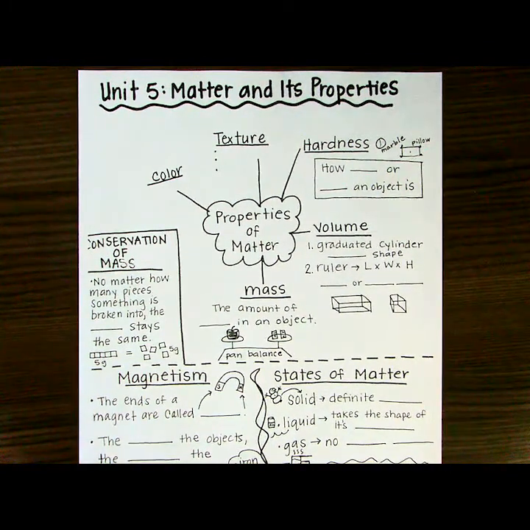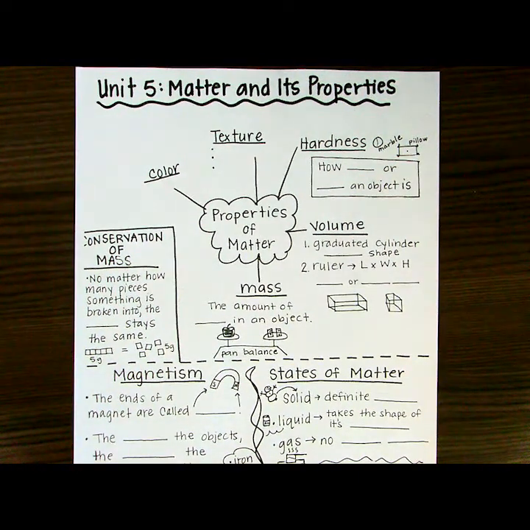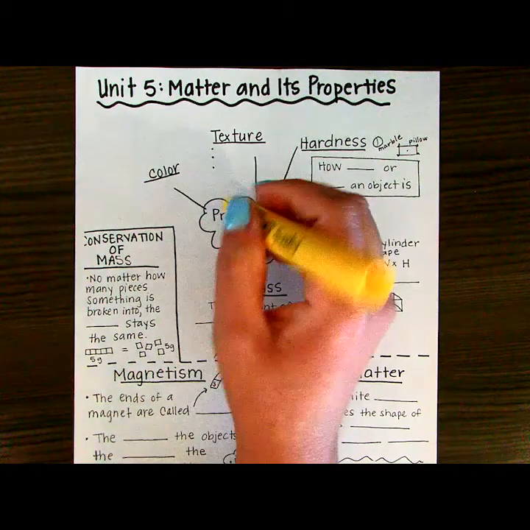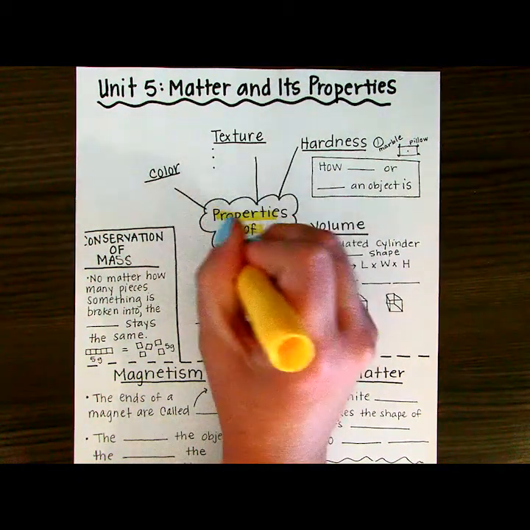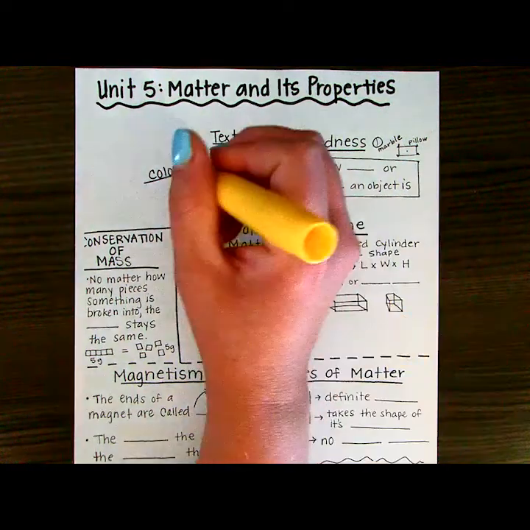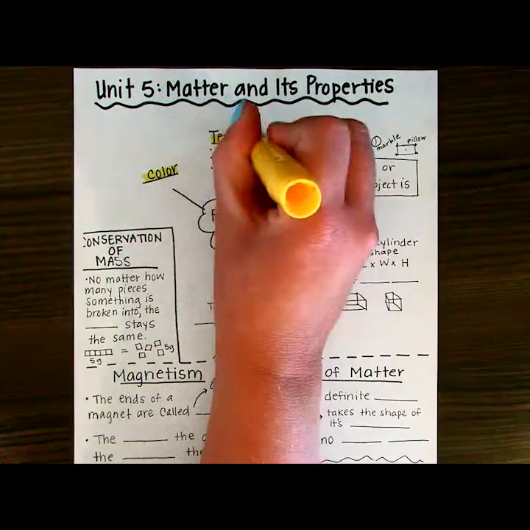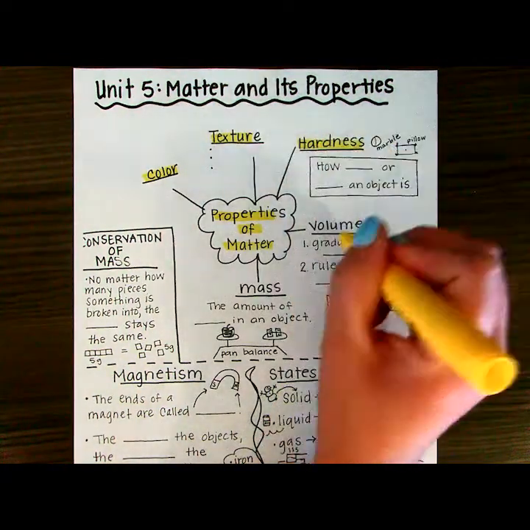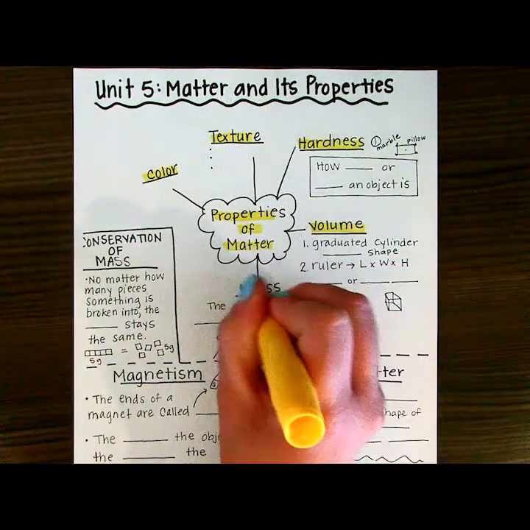All right, so again, Unit 5, we really learned a lot about matter and its different properties. We also learned a little bit about states of matter, and then we went into magnetism. So all properties and states of matter in this unit. The first thing that we want to go back and review are those properties of matter. How do scientists classify matter? They classify it based on its properties, such as color, texture, hardness, volume, and mass.